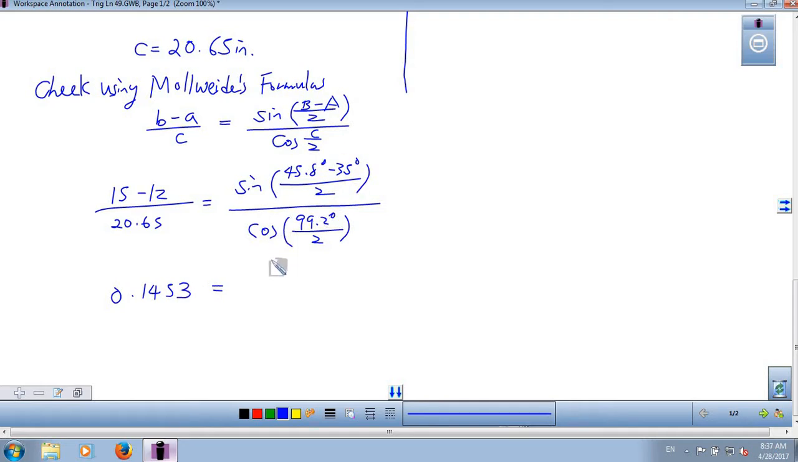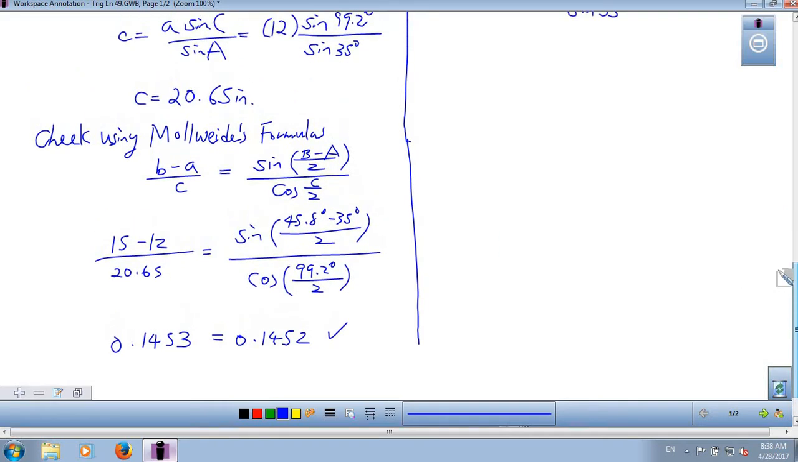Okay. So alright, let's do this. Sine of (45.8 degrees minus 35 degrees) divided by 2, divided by cosine of 99.2 degrees divided by 2, is about 0.1452. Now actually there's a round off error here, but they're very close. They're close enough to the thousandths, so yes, we'll check. We have done a good job here. We got all numbers correct. Alright, so solution 1 is great.